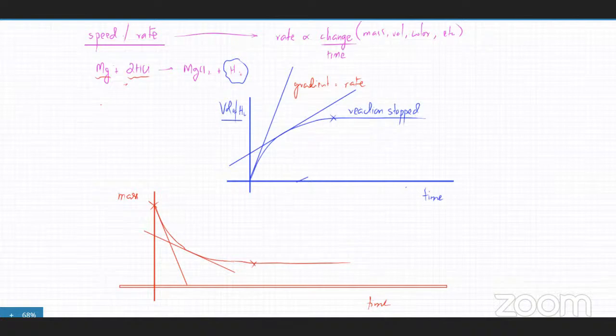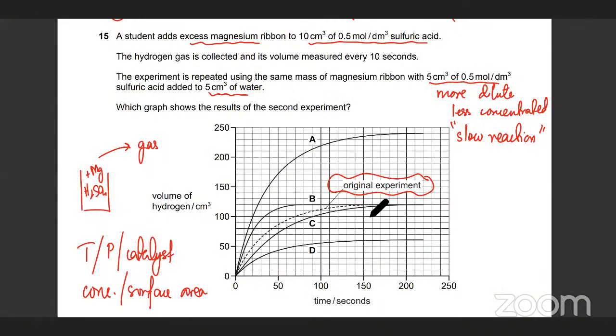So now coming back to this, so we've gone through this very quickly. Coming back to this, it's more dilute, right? So that means slow reaction. Slow reaction means it's going to be less steep. So it's either going to be C or it's going to be D. Is that clear? Yes. So it's either going to be C or D, slower, less steep. Now, how do you figure out between C and D?